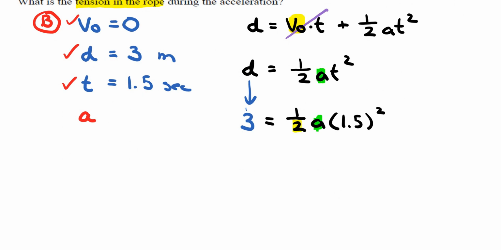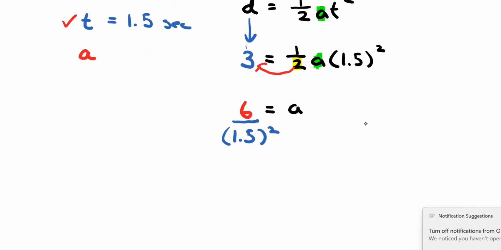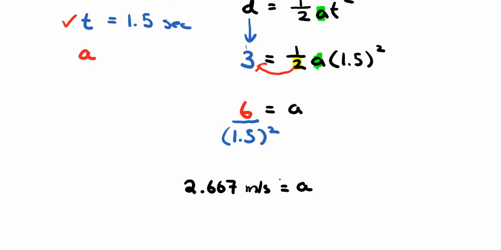If I want to get rid of this 2 here, I can just multiply the 3 by the 2. So 3 times 2 is going to be 6 equals A times 1.5 squared. And then we can divide both sides of the equation by 1.5 all to the power 2. All right, so that just cancels off and that just cancels off. Okay, so now we can go to our calculator here, and if we just round this to roughly 3 decimal places, I get 2.667 meters per second squared.